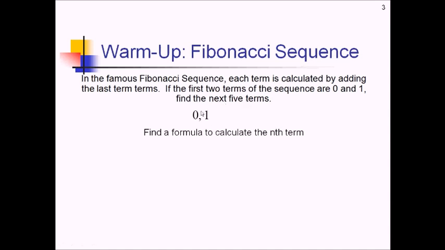Alright, so we've got 0 and 1, that adds up to 1. 1 plus 1 is 2, 1 plus 2 is 3, and 2 plus 3 is 5. And are we done? Oh, nope, wait, one more. 3 plus 5 is 8. And we could keep going on and on forever.